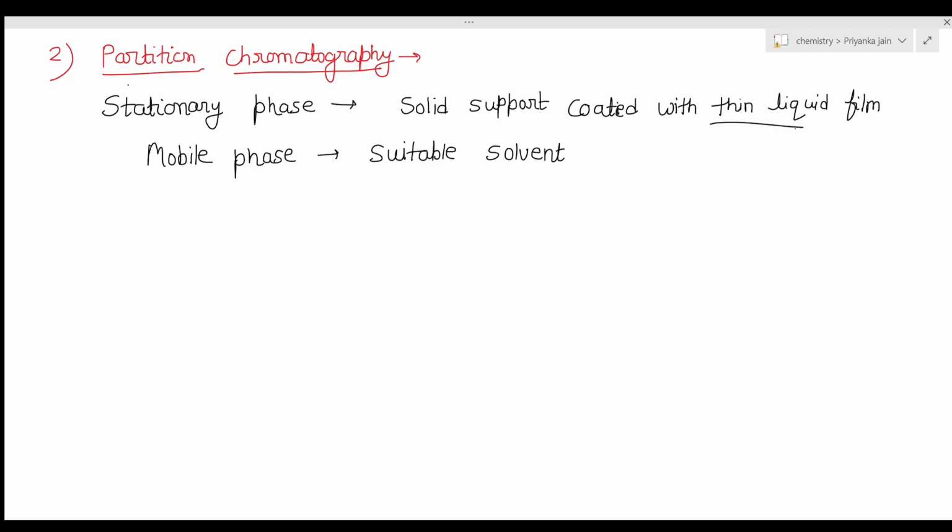So basically our sample is present in the stationary phase. And when we are passing the mobile phase through it, when we are doing elution by this mobile phase, what will happen? The sample components will partition themselves between the stationary phase and the mobile phase. And this whole thing depends upon the difference in the equilibrium partitioning of solute components between the liquid stationary phase and the mobile phase.